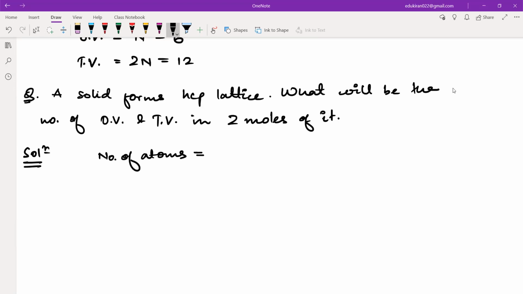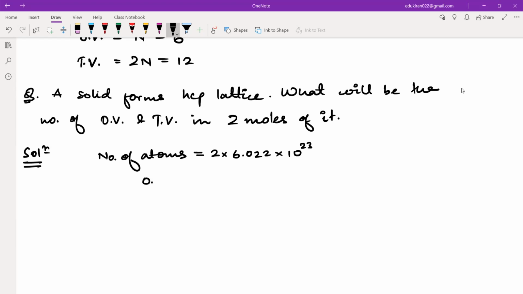Two into 6.022 into 10 to the power 23. ये आपको याद नहीं है क्या? 10 to the power 23 एवोगाड्रोस नंबर नहीं याद आपको? फातिमा बैठ के रटिए इसको. ओके फातिमा जी सर. जी, अच्छा.